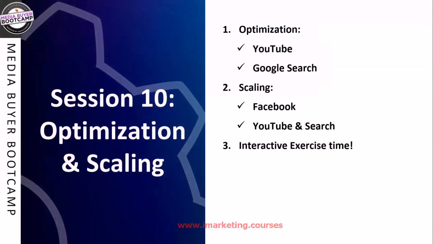Well, so here we are, session 10. Really supposed to be session 8, but I know we slotted in a couple of bonus sessions, which we hope you found very, very useful. Today, we're going to talk about optimization. We're going to talk about how you go about optimizing your YouTube ads and your Google search campaigns. Remember, the big 3 channels you'll be working in include Facebook. We talked about Facebook optimization in our last session on Tuesday. And then, of course, scaling: how do you get to really big numbers without any fear about your profitability? And then we'll go through the interactive exercise.